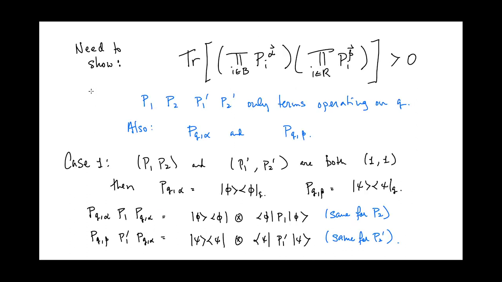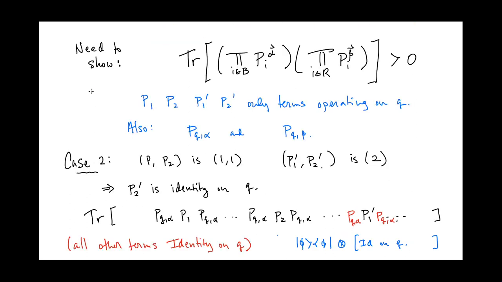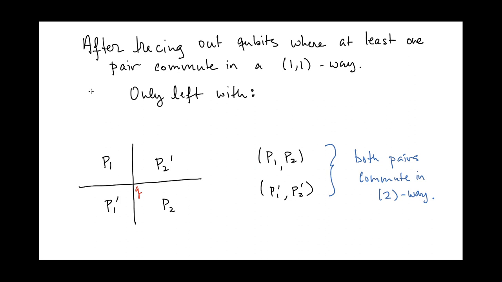So let me skip over this. After I've traced out all of those qubits, I'm only left with situations where both pairs commute in a 2-2 way.